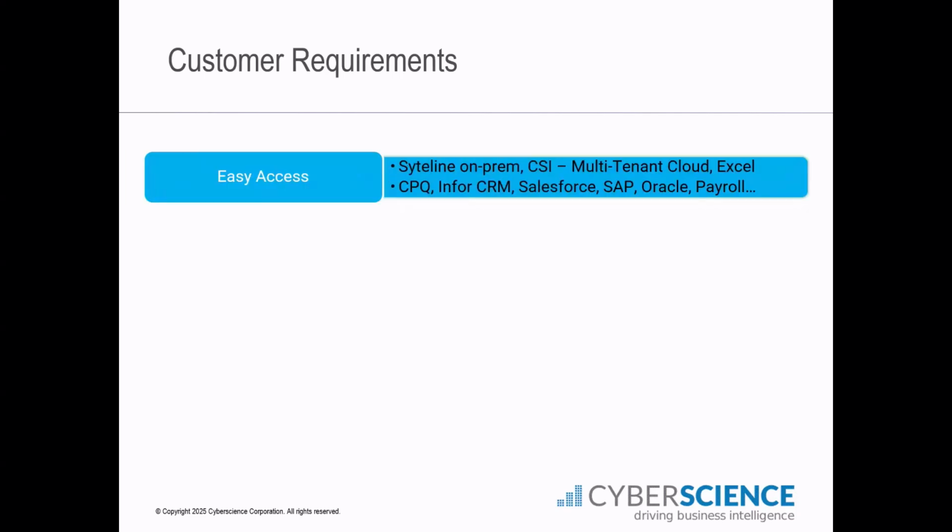When we talk to customers, the number one thing they ask is we need easy access to our SyteLine financial data, whether it's SyteLine on-prem or CSI in the cloud, but it also may extend beyond that. They may say, we also need to bring in budgets from Excel, or I need to bring in security from another environment. They may or may not need to see CPQ or Inforce CRM or Salesforce, or data from SAP or Oracle, or payroll systems. But again, Cyberquery can access it all.